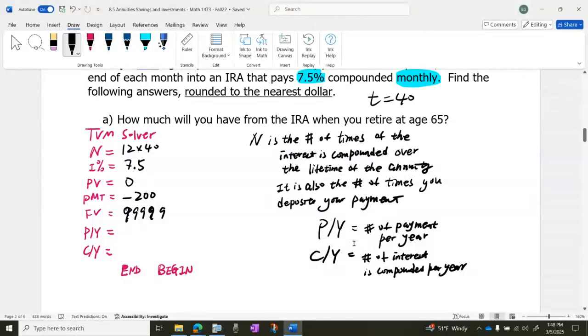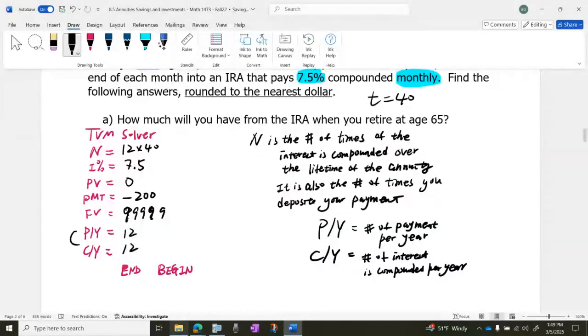In this case, 12. You deposit $200 12 times a year, at the end of each month, and then your interest is compounded 12 times a year because it's monthly, right? So P per Y, C per Y, remember the two values are always equal to each other. Yeah, they are 12 in this case.